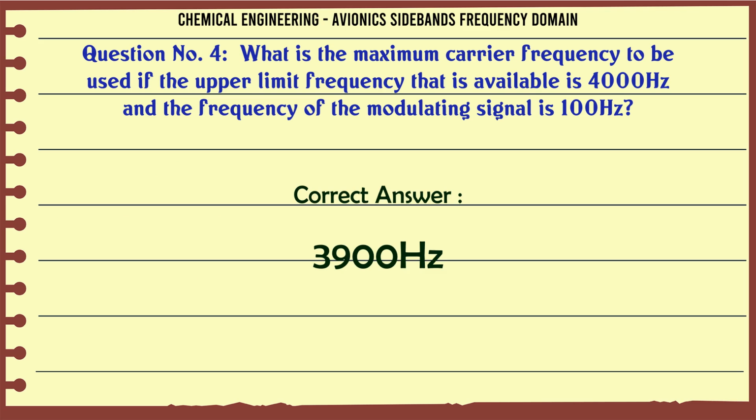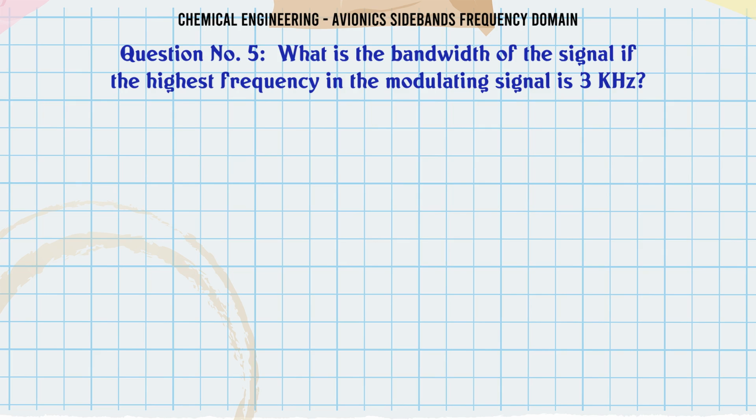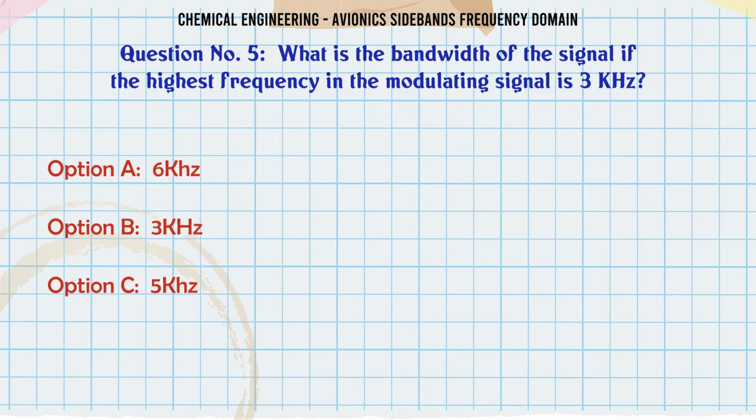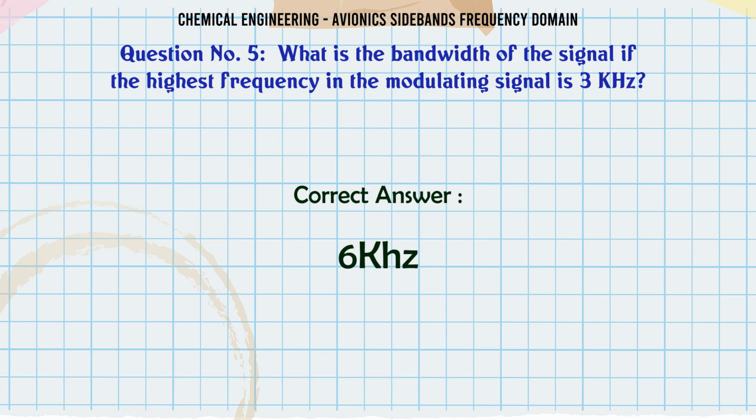3900 Hz. What is the bandwidth of the signal if the highest frequency in the modulating signal is 3 kHz? A: 6 kHz, B: 3 kHz, C: 5 kHz, D: 140 kHz. The correct answer is 6 kHz.